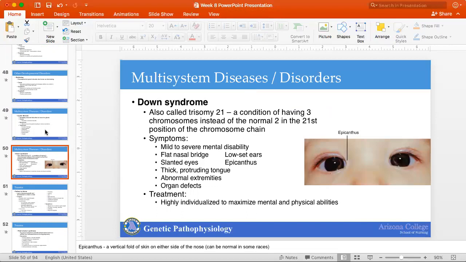Down syndrome, also called trisomy 21, a condition of having 3 chromosomes instead of 2 in the 21st position of the chromosome chain. Symptoms, mild to severe mental disability, and then you can see some of the abnormal, distinct look that they will have. Treatment, highly individualized to maximize mental and physical abilities.